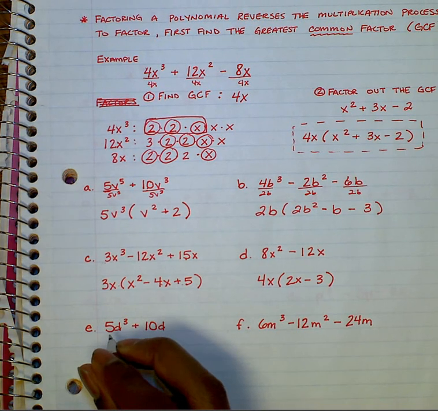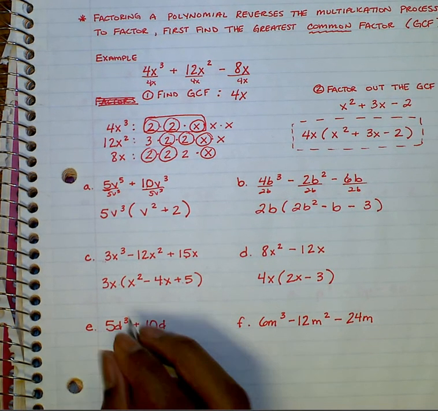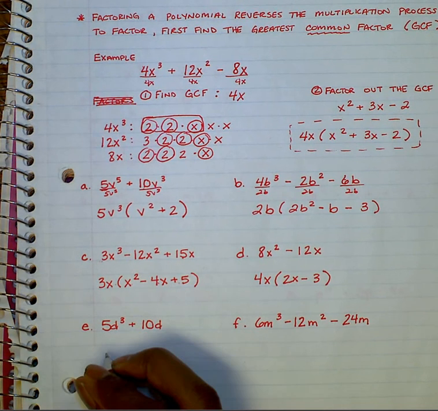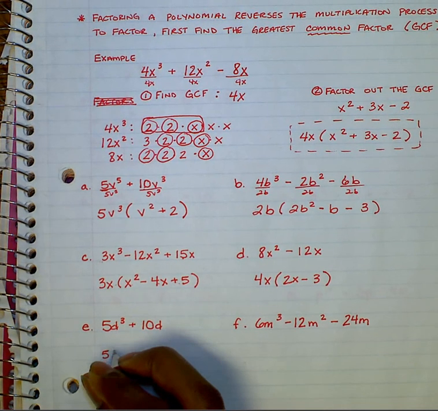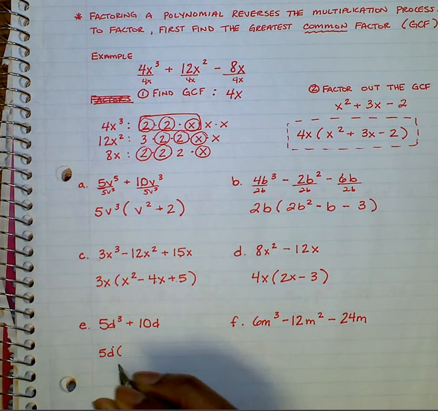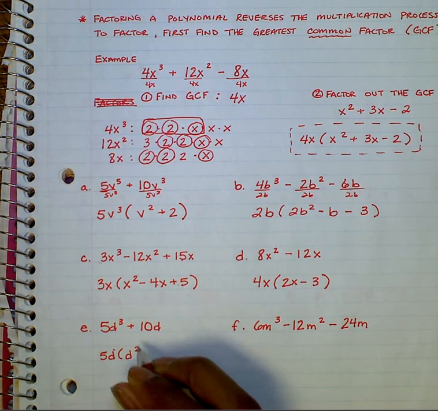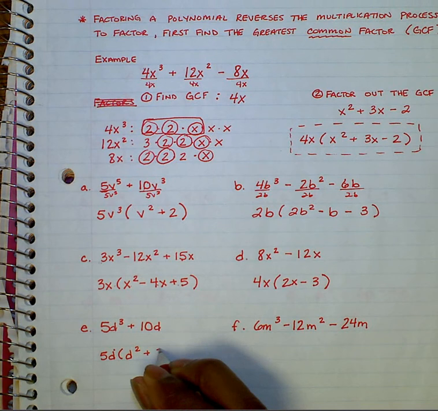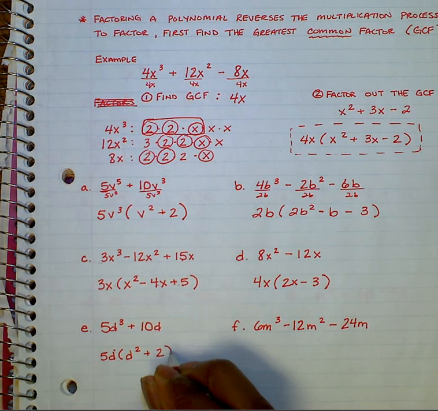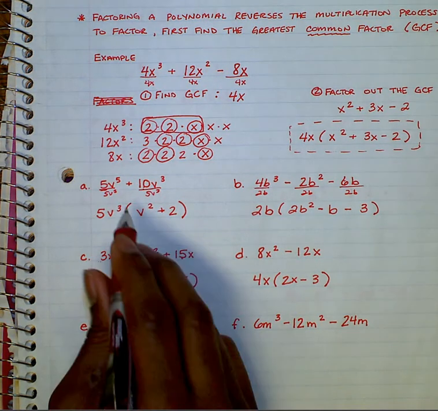So our final two examples, kind of similar to the first, but I see 5 and 10, so I want to take out 5 out of here. There's a d in each, so I want to take out d. Okay, 5d gives us d squared. 10 divided by 5 is 2. D divided by d is 1, so I don't need to write that. Alright. Is that the same problem? Oh no, I guess there's a different one, okay.